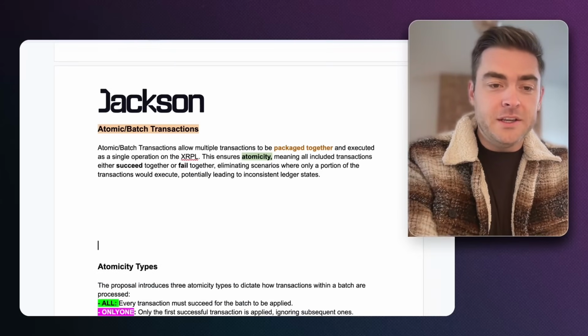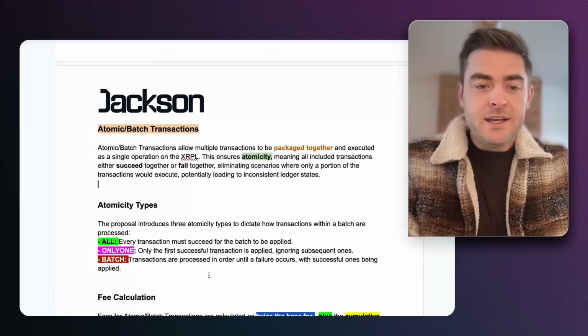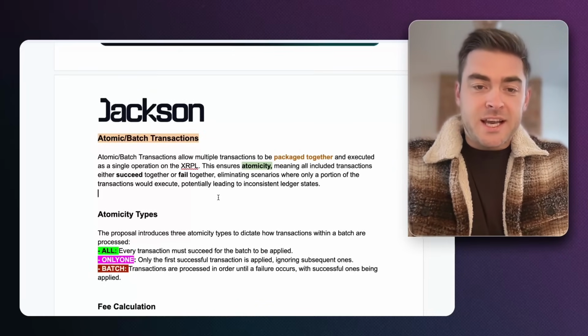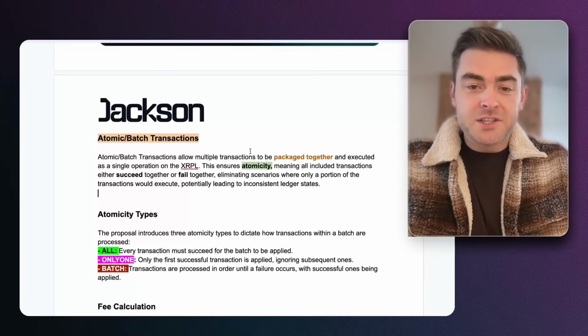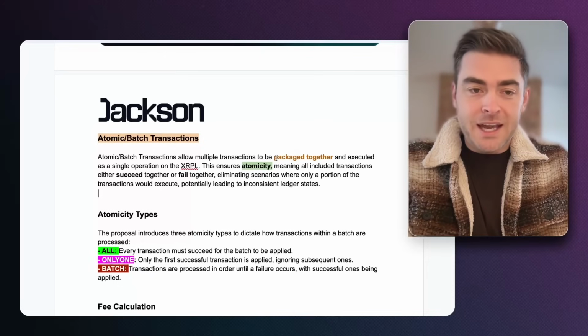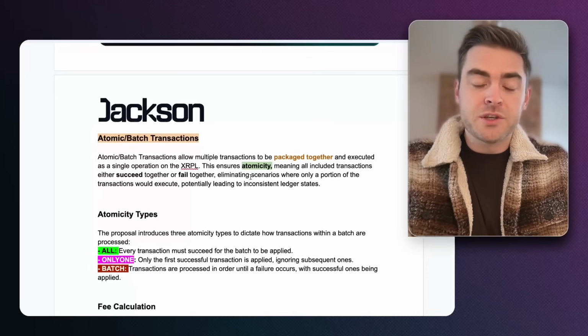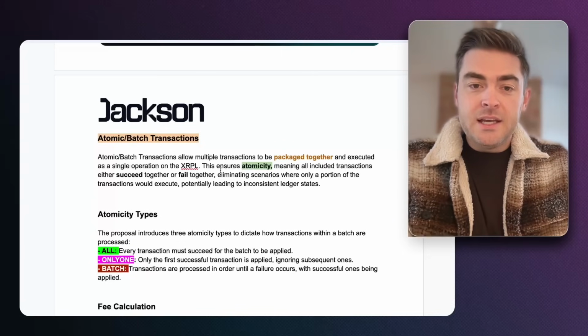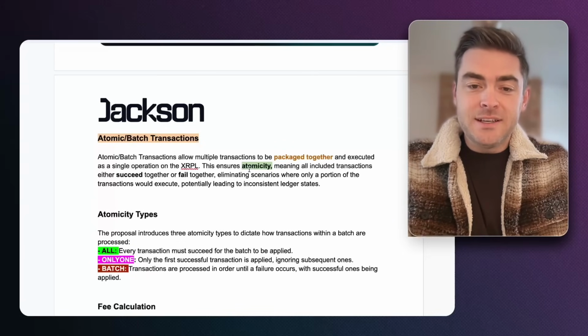So atomic or batch transactions allow multiple transactions to be packaged together and executed as a single operation on the XRPL. So this ensures atomicity.